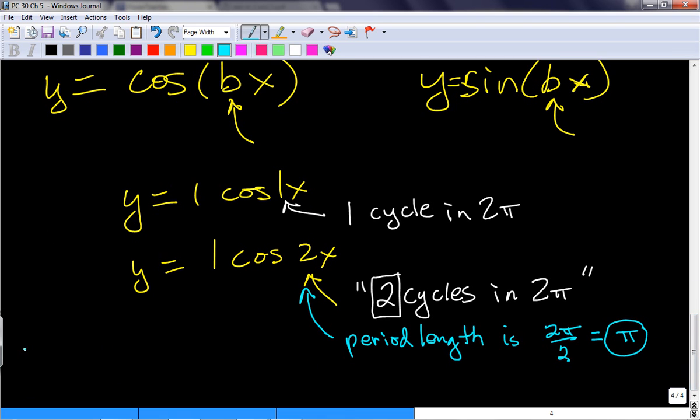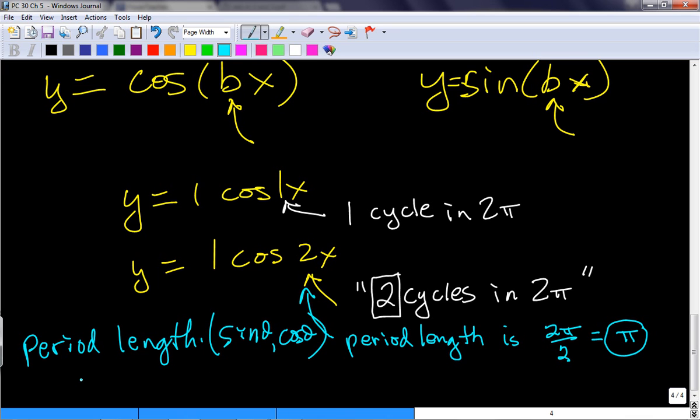And as a matter of fact, we can make a general formula for period length. That's for sine and cos theta. It is: period length equals 2 pi over b. And that always works. 2 pi over 2 in this case gives us a period length of 1 pi. So you'll want to write this down here.